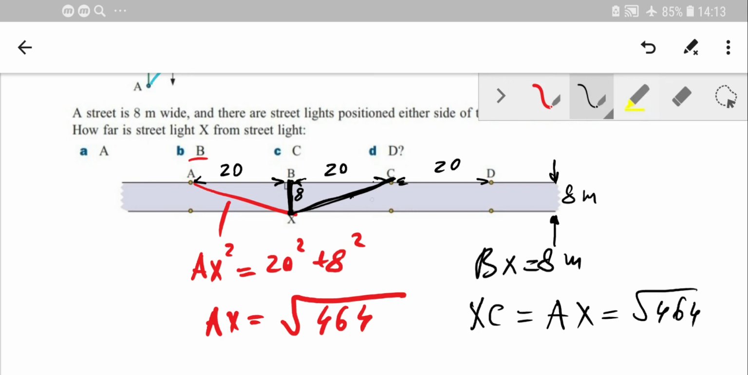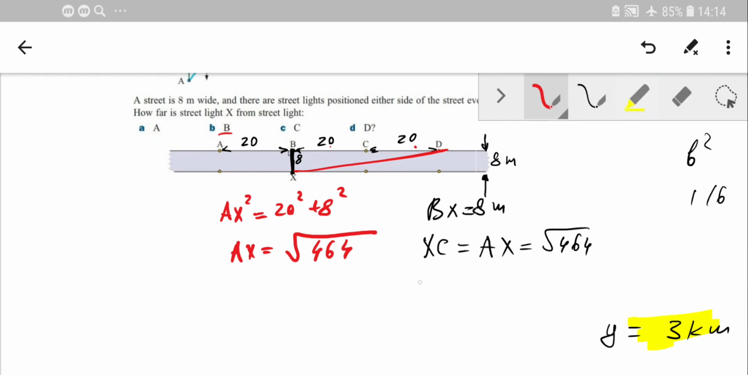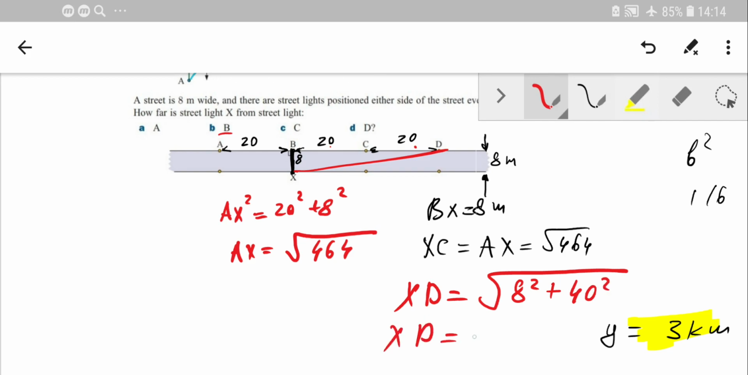And from D, I erased all the lines. So we need to find this distance. Now we have another leg, 20 and 20 together, so we'll get 40, and that's why the distance x is square root of 8 squared plus 40 squared. So XD is square root of 1664. Okay, that's the answer.